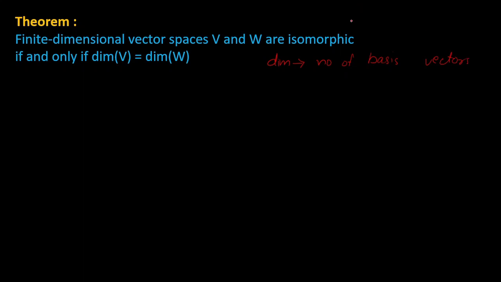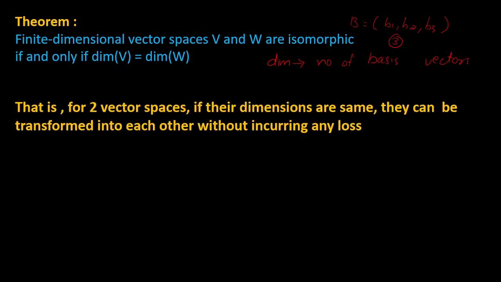Suppose in my vector space, in my basis, I have b1, b2, b3. I have three vectors in my basis set. So it means that the dimension of this vector space is 3. So when we transform the vectors from one vector space to the other, and both the vector spaces have the same dimension, then the transformations will be isomorphic. That is, two vector spaces, if their dimensions are the same, can be transformed into each other without incurring any loss.